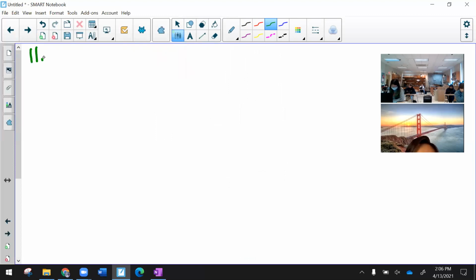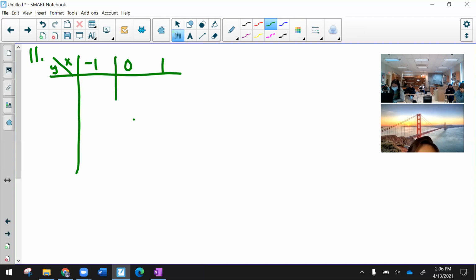So we'll look at number 11. And the first thing that you need to do is to draw a slope field. Okay, so what I would recommend that you do, y values, is you make yourself a little table that looks like the grid.